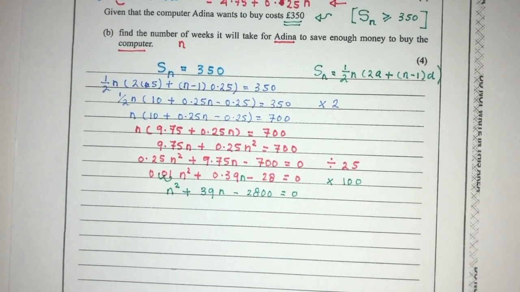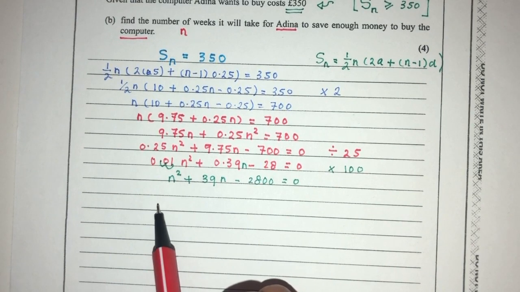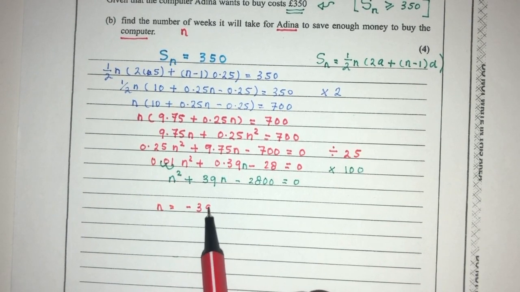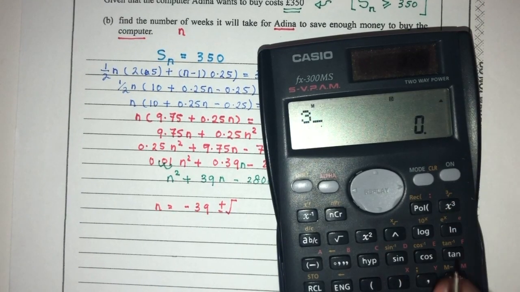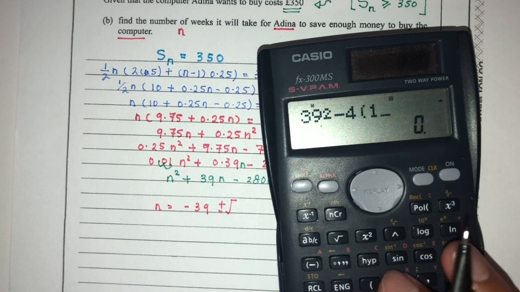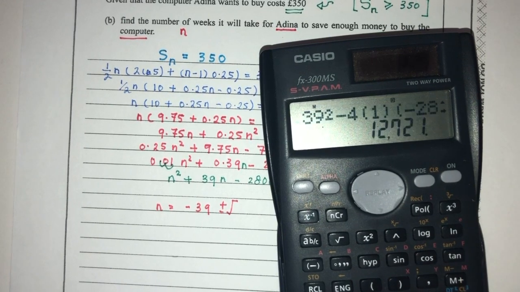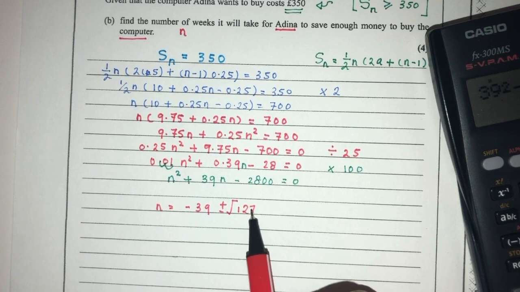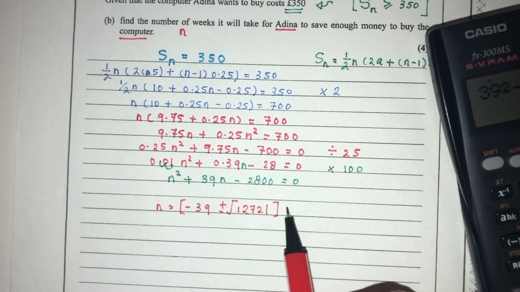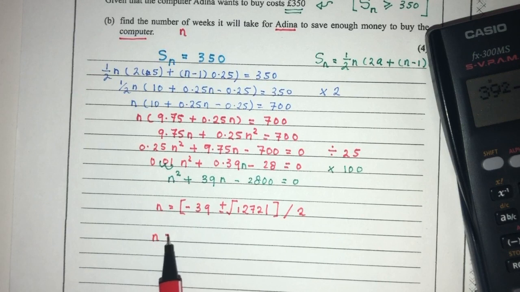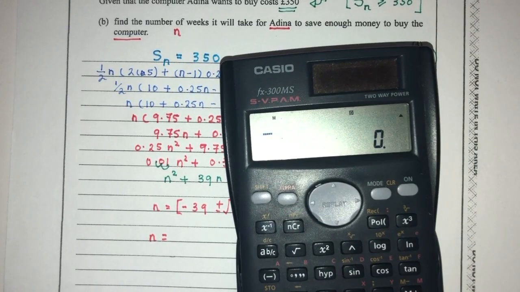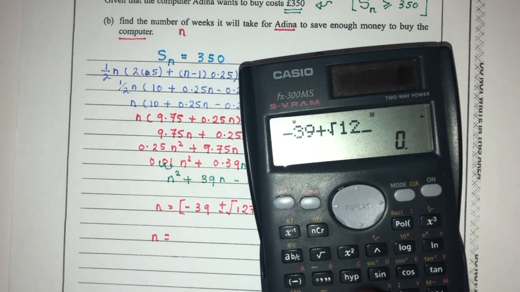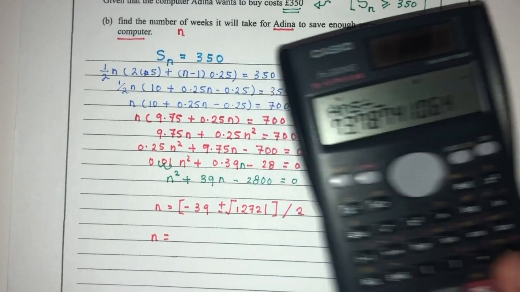So step by step, we can always use the formula, right? So n has to be minus b plus minus the square root of b squared minus 4 times a times c. That will be this value right here, 12,721. And then everything divided by 2a, that will be 2. So obviously n is the number of terms. It can only be a positive value. So let's choose the positive value: minus 39 plus root of 12721, divided by 2.